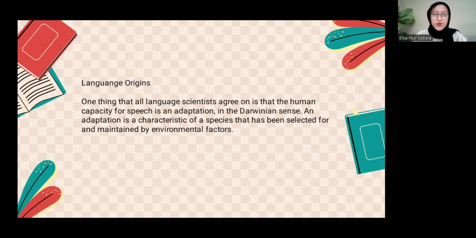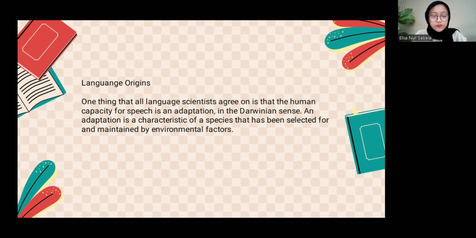And then back to language origin. It is one thing that all language scientists agree on: the human capacity for speech is an adaptation. In the Darwinian sense, an adaptation is a characteristic of a species that has been selected or maintained by environmental factors.